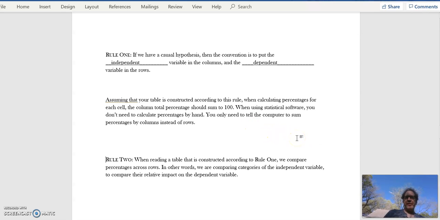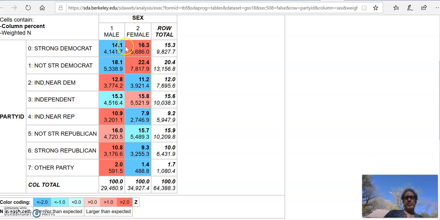Rule number 2, when reading a table that's constructed according to rule 1, we compare percentages across the rows. That's how we read the table. We compare categories of the independent variable, percentages across rows. Basically, we're comparing men and women. Do women have a higher percentage of strong Democrats than men? Yes, they do, by a little bit.